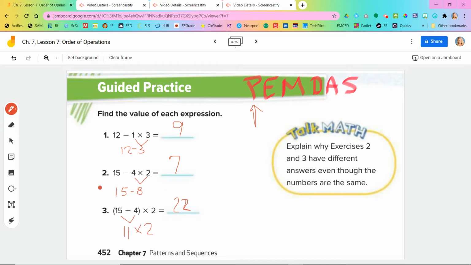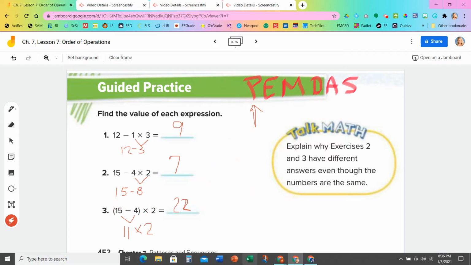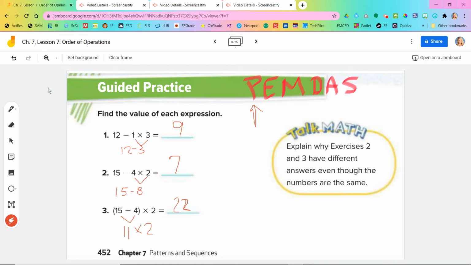Over here it says explain why exercises 2 and 3, so why this one and this one, have different answers even though the numbers are the same. So hopefully you understand that in the absence of parentheses, my parentheses are not in this problem. So that means that I have to follow my PEMDAS and do the operation that comes first out of multiplication and subtraction, which would be this multiplication. But when they come to this problem and put parentheses in it, I have to do what's in parentheses first because that's what my order of operations tells me to do.